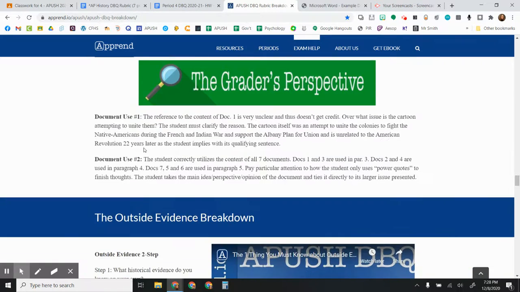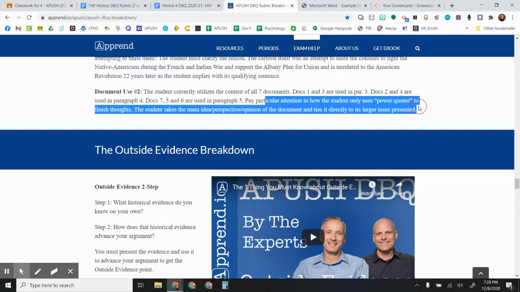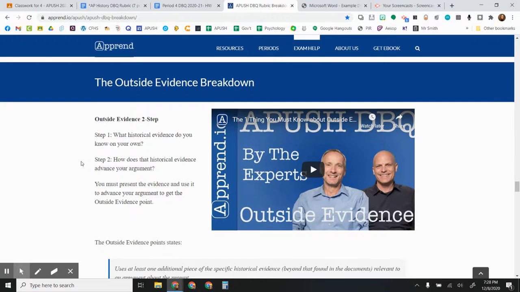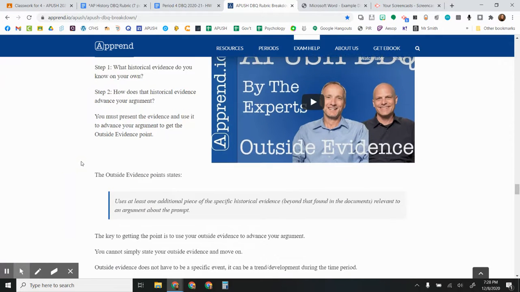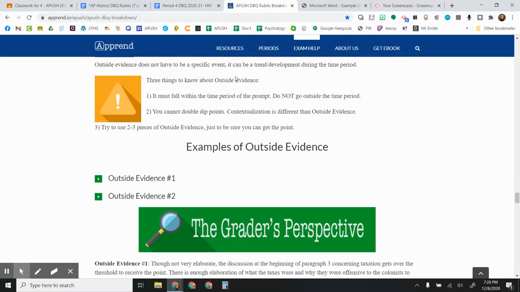So let's see what they say about 2. The student correctly, blah, blah, blah. Pay particular attention to how the student only uses power quotes to finish thoughts. Student takes the main idea, perspective, opinion of the document and ties it directly to the larger issue. All right. So now let's look at outside evidence. Okay. Let's see. 3 things to know.